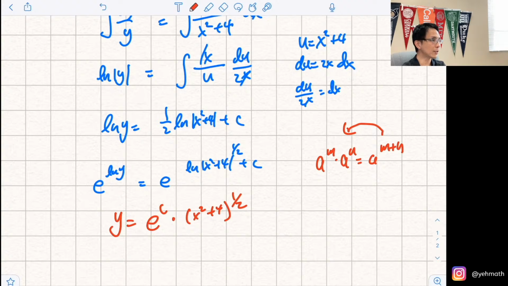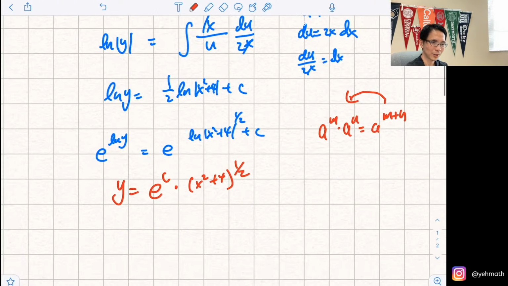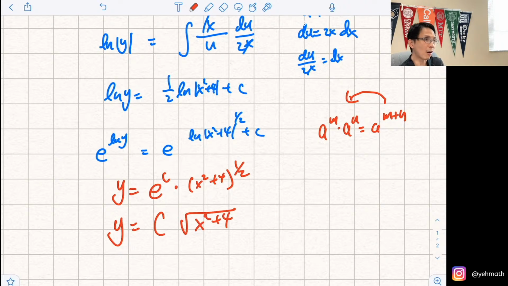e to the c, that means I have e to the constant. So that still would be a constant, right? So I'm going to call that y equal to c square root of x squared plus 4. This is called a general solution. A general solution doesn't evaluate for c. Okay, so this is a general solution.